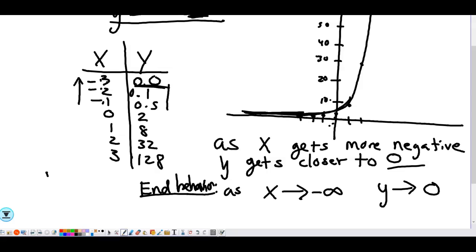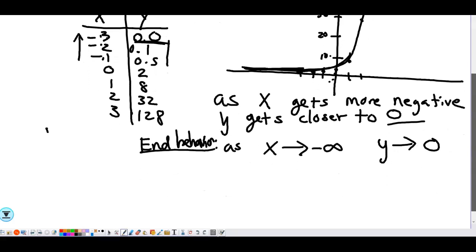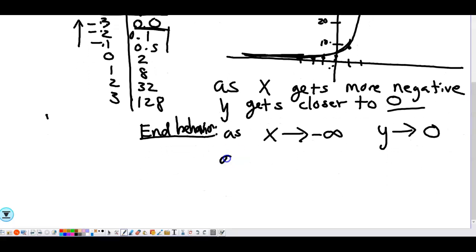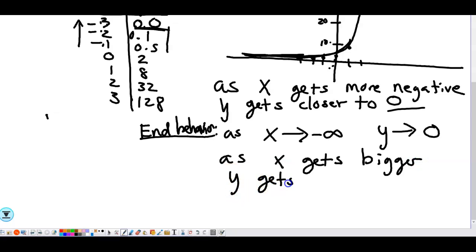All right, so as x gets more and more negative, y gets closer to 0. Let's look at another thing here. How about this? As x gets bigger, y gets farther away from 0. Or more bigger. There you go. Y gets bigger.